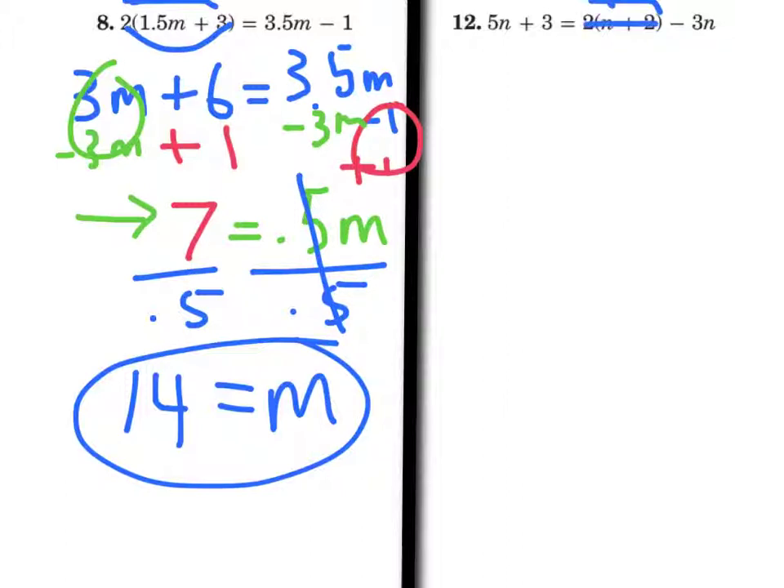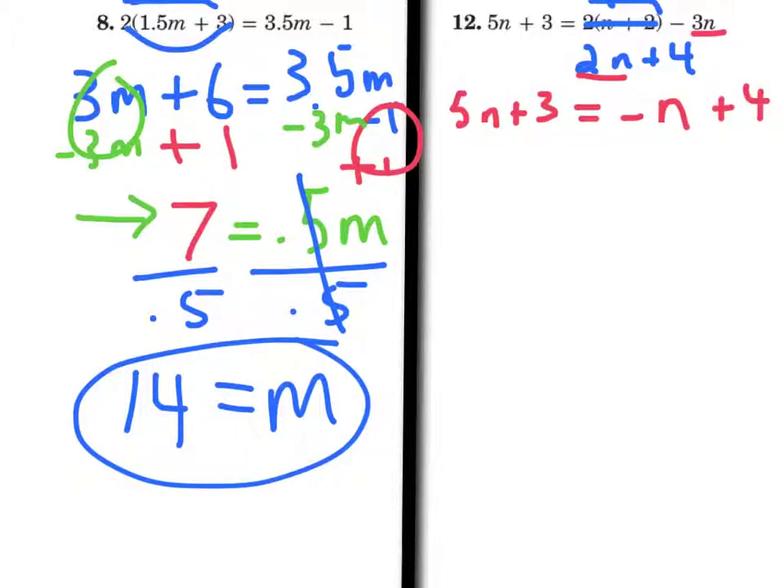So I'm going to get 2n plus 4. All right, now I'm going to simplify each side. So the side on the left stays the same, 5n plus 3 equals, I'm going to combine 2n and negative 3n to make a negative 1n, and then plus 4, there's nothing to combine with that.